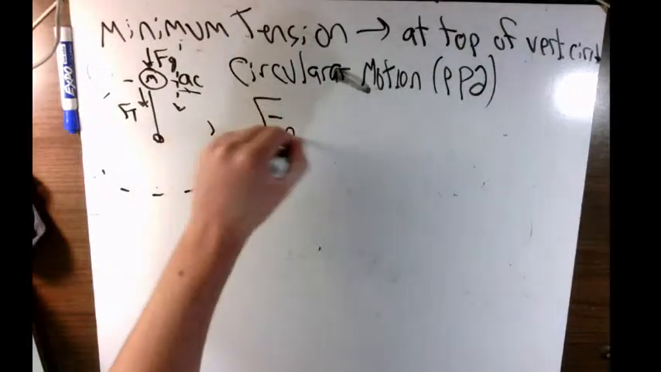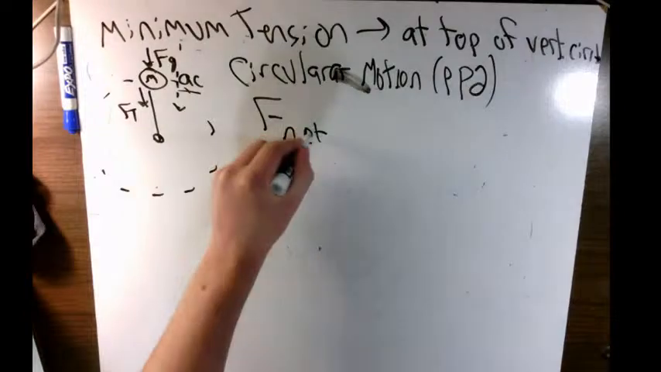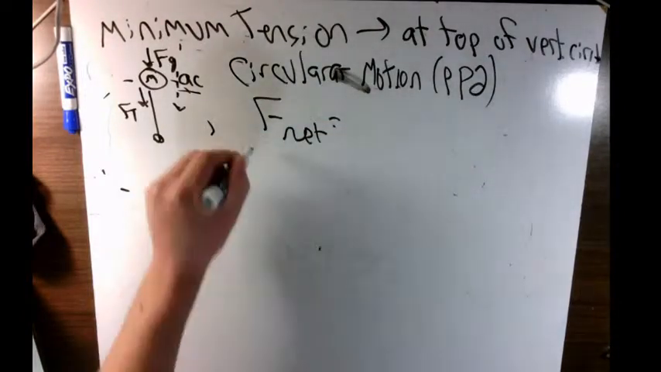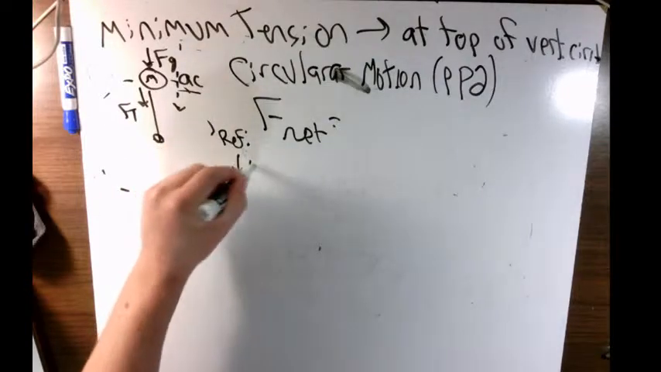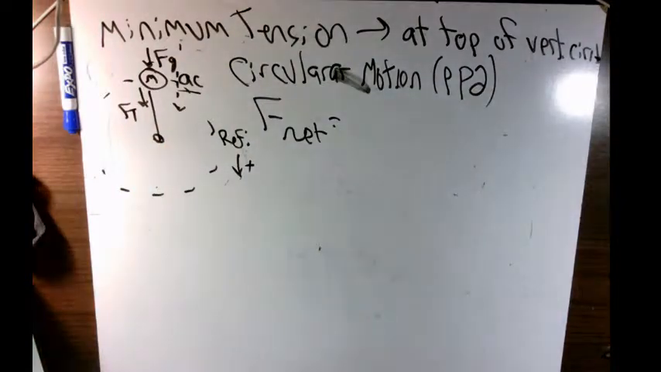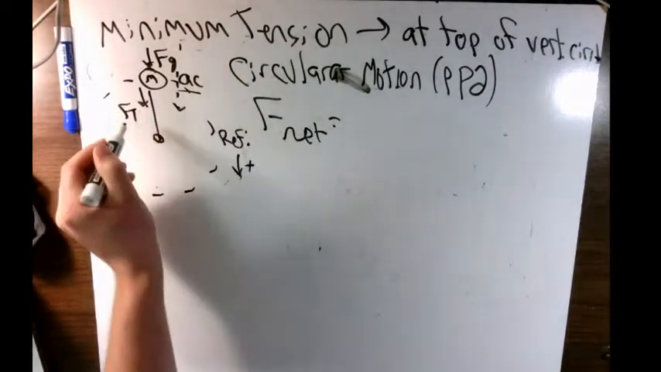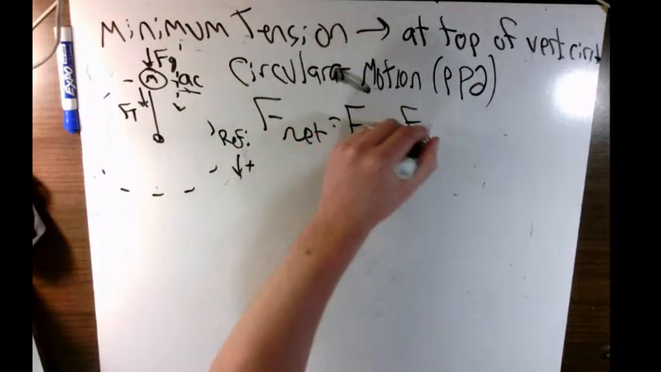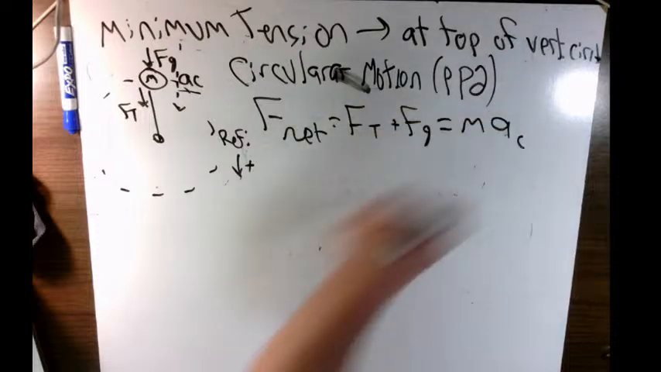So our net force equation from this guy, just like we did in our notes a second ago, we're going to use down as positive. You could write that as a reference system, down is positive. This is one of the few times we'll do that, and we just do that because it makes everything positive rather than negative. So this will be F net is equal to Ft plus Fg, and that'll be equal to the mass times the centripetal acceleration.